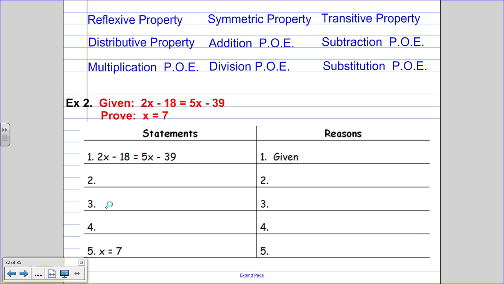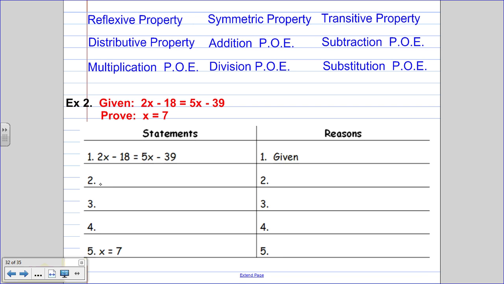And let's begin. So it says we're given 2x minus 18 equals 5x minus 39. We have to prove that x is equal to 7. So again, the first statement will always be what is given: 2x minus 18 equals 5x minus 39.